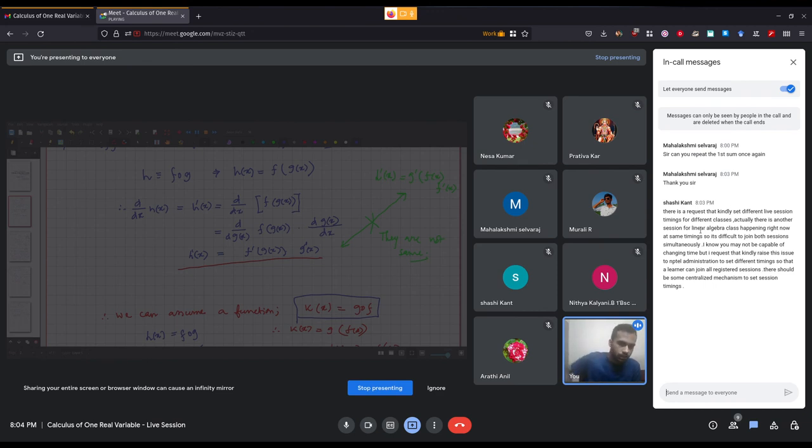Shashikant is asking, there is a request that kindly set different live session timings for different classes. Actually, there is another session for the linear algebra class happening right now at the same time, so it is difficult to join both sessions simultaneously. I know you may not be aware of changing the time, but I request that kindly raise the issue in the in-between sessions.